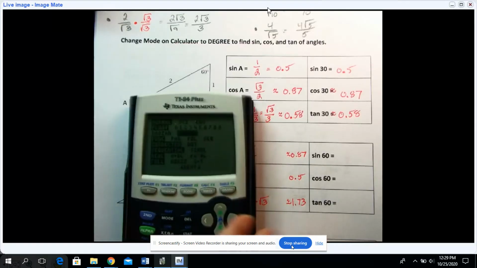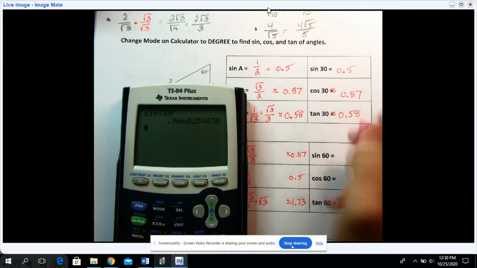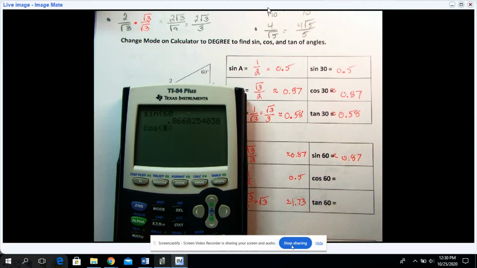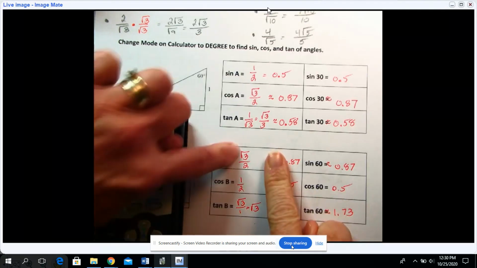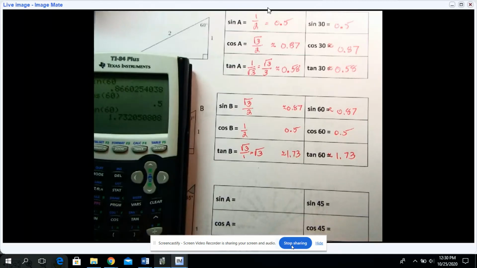So on my calculator, make sure you hit enter once it's highlighted. You would do the sine of 60. See, it's approximately 0.87. The cosine of 60 equals 0.5, and then the tangent of 60 is approximately 1.73. So again, we get the same thing. These are exact answers right here, and these are rounded answers. So you can always check yourself with your calculator.